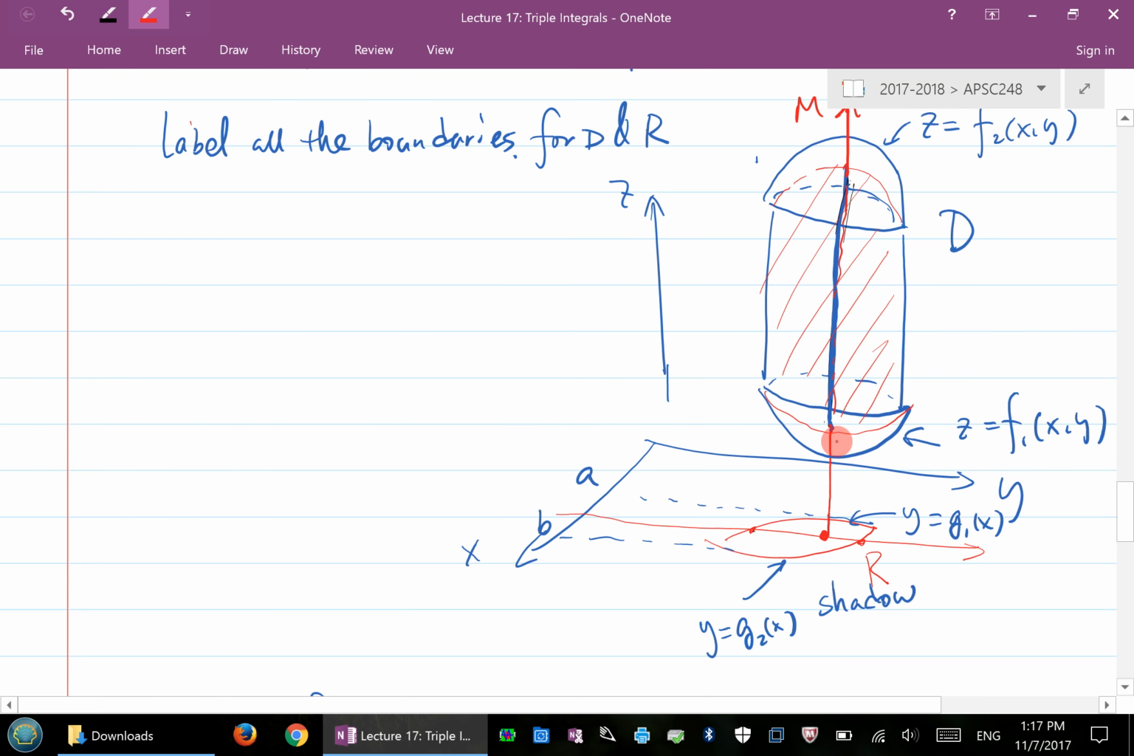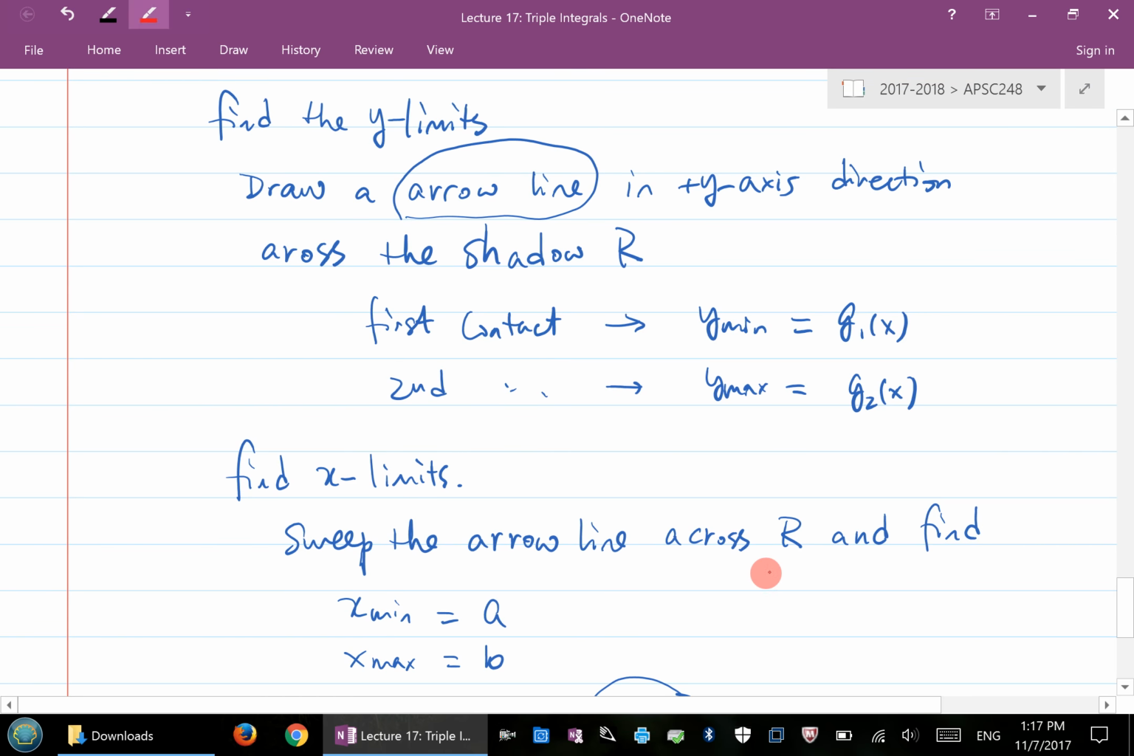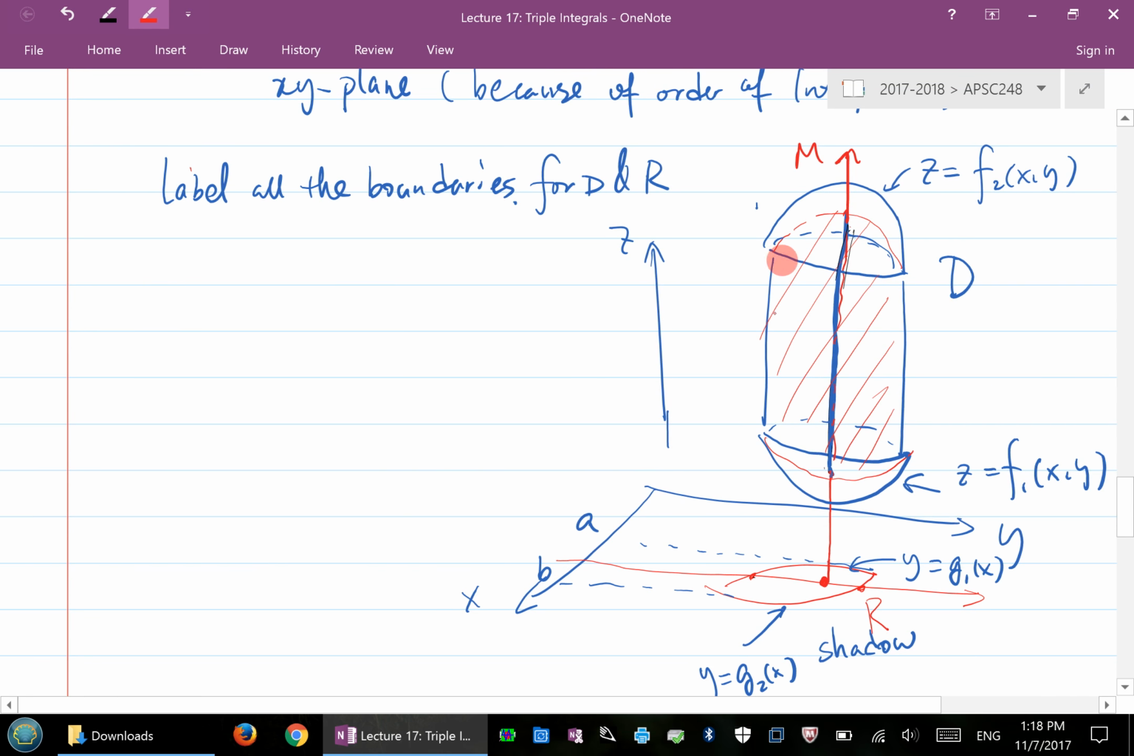What's next? The last sweep is to sweep the arrow line across the region R. That one cross section, you move from one end to the other end, and you finish the printing of this region D, without redundancy. So that's the sweeping concept we're talking about. It really doesn't matter which coordinate system. It's about how you can sweep through this region D without redundancy, and at the same time find the limits.